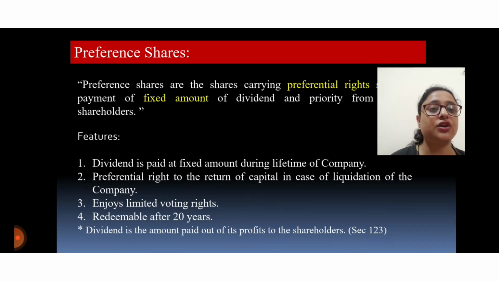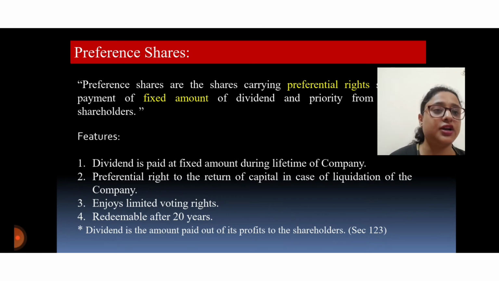Preference shareholders have a preferential right to the return of capital in case of liquidation of the company. They enjoy limited voting rights. Again, the demerit comes: what is the merit in equity shares is the demerit in preference shares. They enjoy limited voting rights, and they are redeemable after 20 years. The preference shares have to be taken back, and the amount has to be given to the shareholders within 20 years if they are issuing redeemable preference shares.